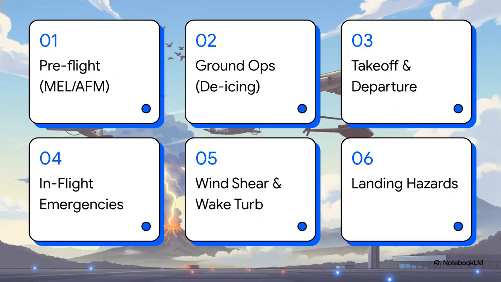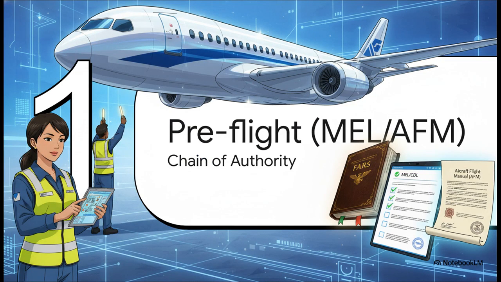All right, today's agenda covers 6 key phases. 1. Pre-flight. 2. Ground ops. 3. Takeoff and departure. 4. In-flight emergencies. 5. Wind shear and wake turbulence. And finally, 6. Landing hazards. Let's get moving. Starting with Section 1, Pre-flight.